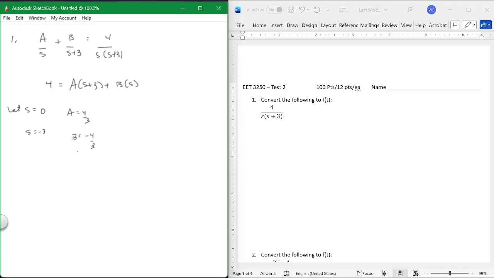So your answer is, well, let's just go back on this, 4/3 times 1 over S plus a minus 4/3 times 1 over S plus 3, which translates into f of t is equal to 4/3 minus 4/3 e to the minus 3t. That's it. Number two.